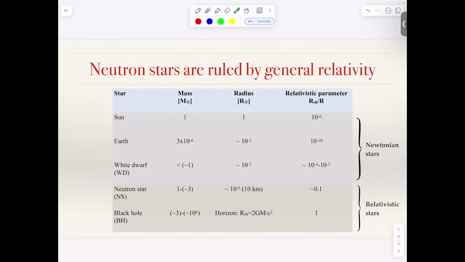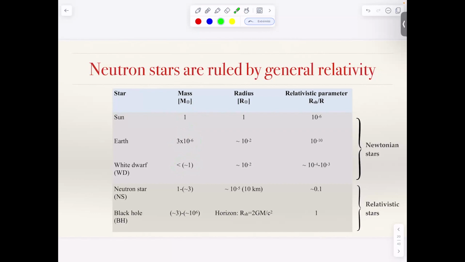So on the first column, I give the mass in units of the solar mass. So for the Sun, it is 1. For the Earth, it is very small, about 10 to the minus 6. For a white dwarf, it is about solar mass, so it's close to 1.